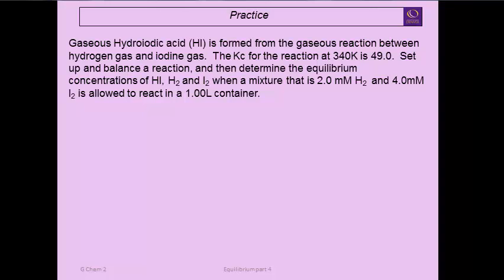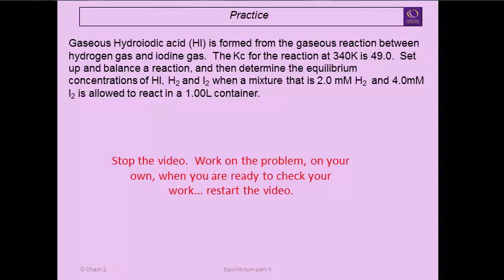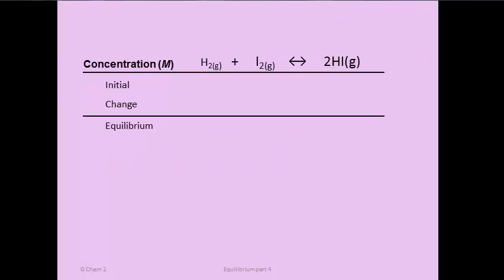All right, here's a practice question. And as we so often do, when you see these, stop your video, take a minute, get out your paper and pencil and try and work this problem. When you get a final answer, restart the video and check your work. So let's see how you did.